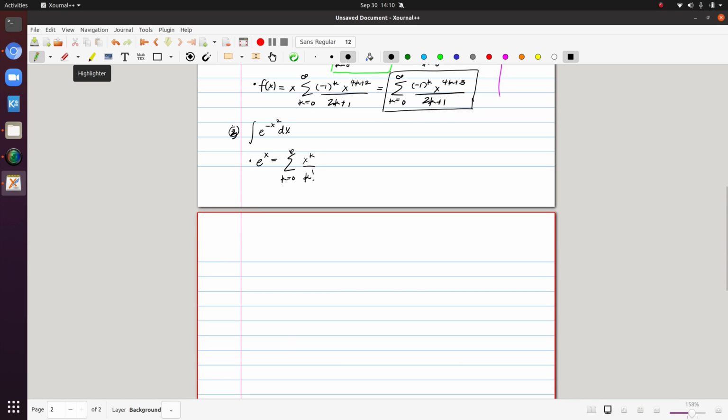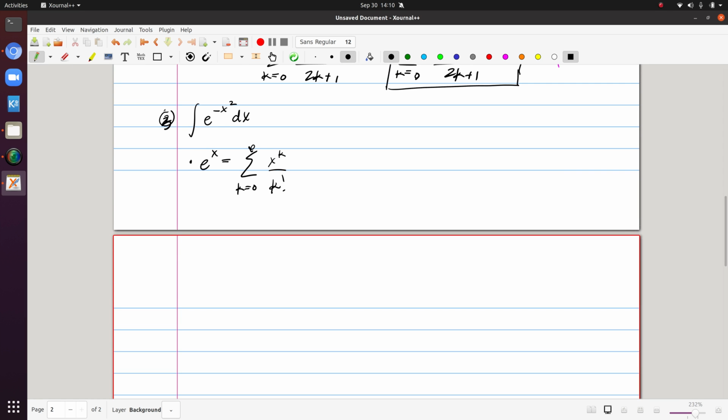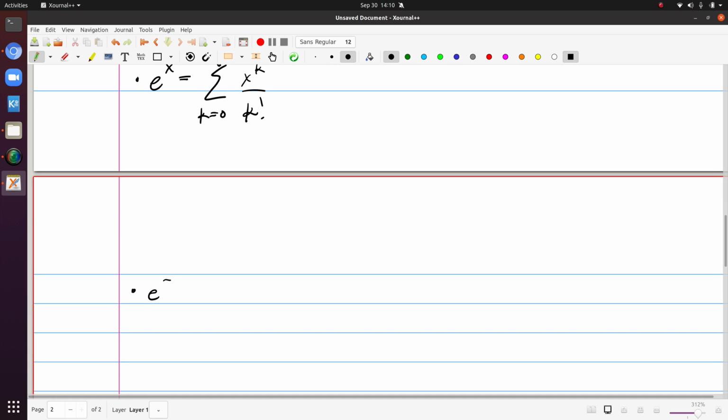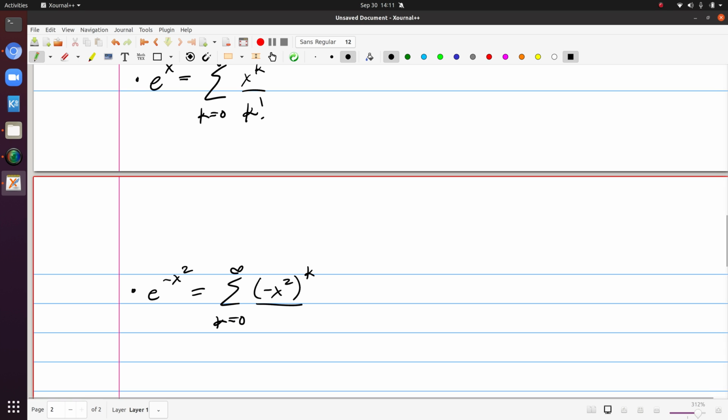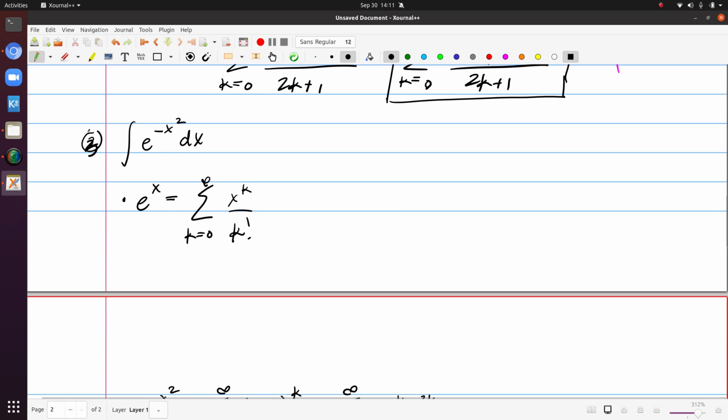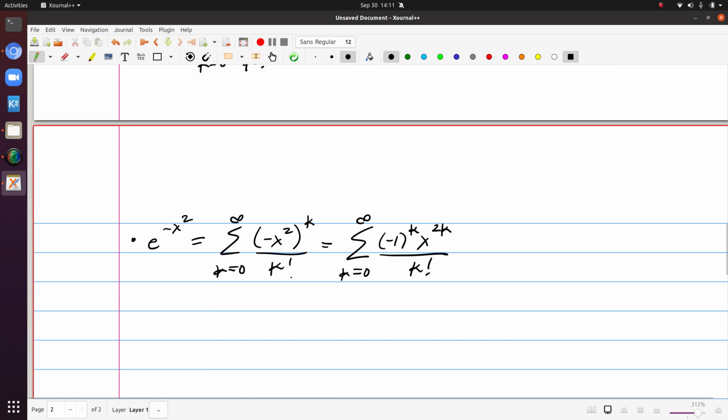Okay, so if that is the Taylor series for e to the x, my next step is to use that to find the Taylor series for e to the minus x squared. Through function composition, I can say that that is minus x squared raised to the k over k factorial for the terms. And then importantly, again, trying to simplify this. So that's negative 1 raised to the k, x raised to the 2k, all divided by k factorial.